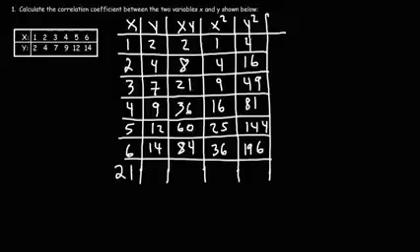That's going to be 21. Let me put this in a different color. Now let's take the sum of the y values. 2 plus 4 plus 7 plus 9 plus 12 plus 14. So that gives us a sum of 48.